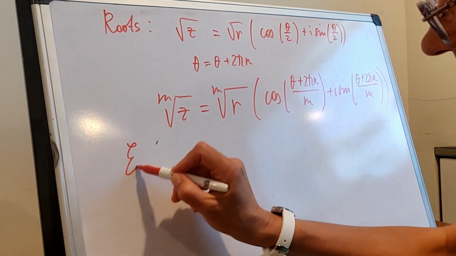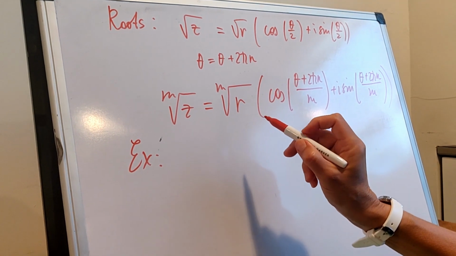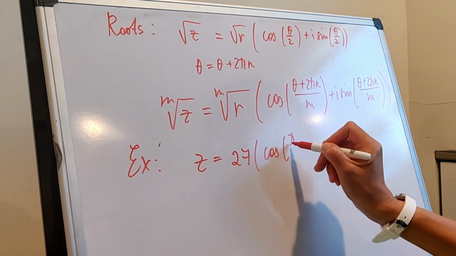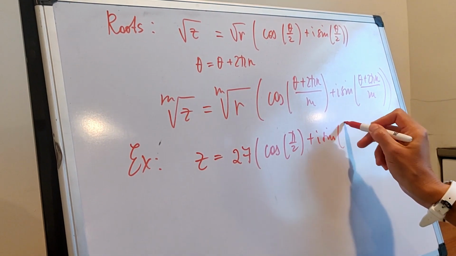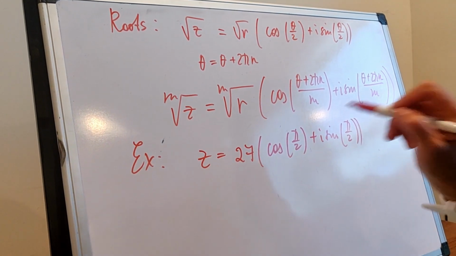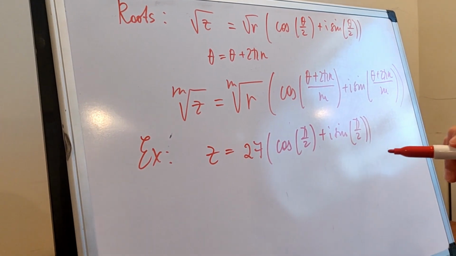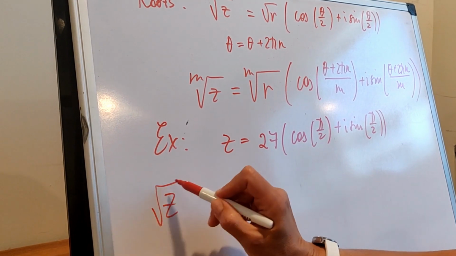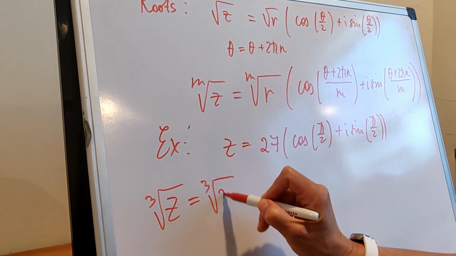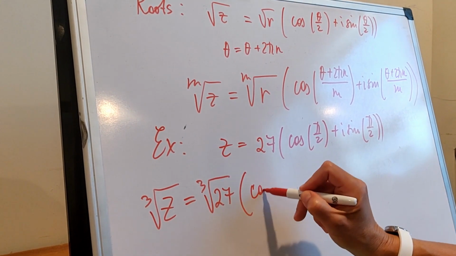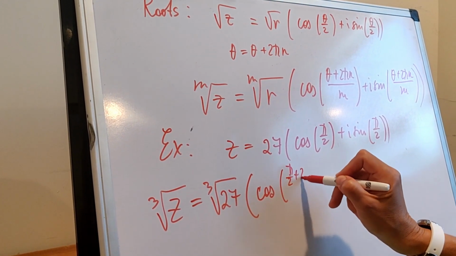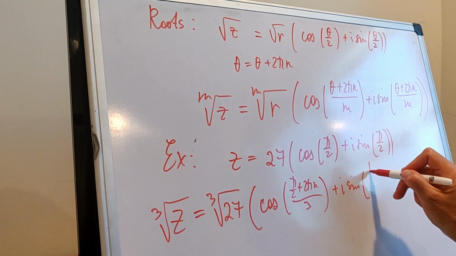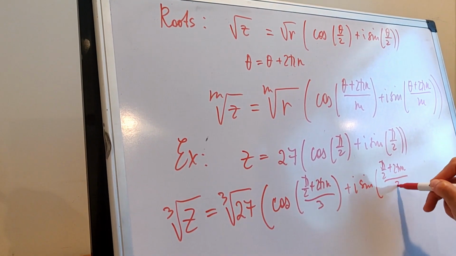Okay, example. First example, we are going to extract a cubic root of a certain number z, which is 27 cosine of pi over 2 plus i sine of pi over 2. This number is already in polar form, so it's not going to be that difficult. We don't need to convert it to polar form. So the cubic root is going to be the cubic root of 27, and here I'm going to write down cosine of (pi over 2 plus 2 pi n) divided by 3 plus i sine of (pi over 2 plus 2 pi n) divided by 3.